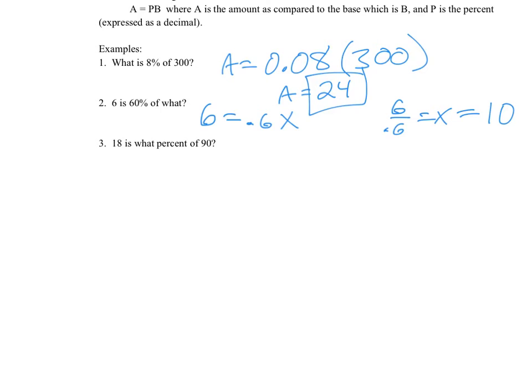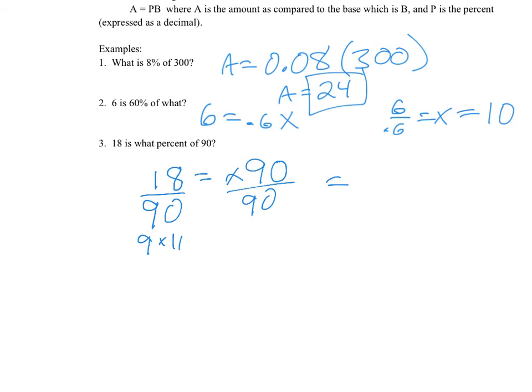18 is what percent of 90? So 18 is what percent of 90? Well, we divide both sides by 90. We're going to get x. Well, remember, this is 9 times 10 and 2 times 9. So the 9s will cross out. I have 2 over 10, which is 1 over 5. 18 is 1/5 or 20%.